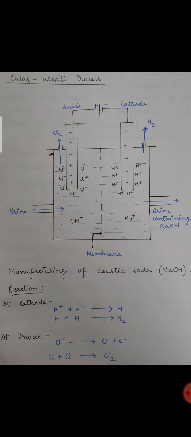Now in the electrolytic tank you can see that we have in total 4 ions, 2 positive ions and 2 negative ions. So how have we got these 4 ions? These 4 ions have come from the brine solution itself. That means when you dissolve NaCl in water, then NaCl will break down into its constituent ions because it is an ionic compound.